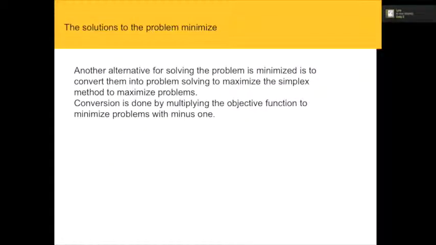Another alternative for solving the minimize problem is to convert it into a maximize problem and solve it with the simplex method for maximization. The conversion is done by multiplying the objective function of the minimize problem by -1.